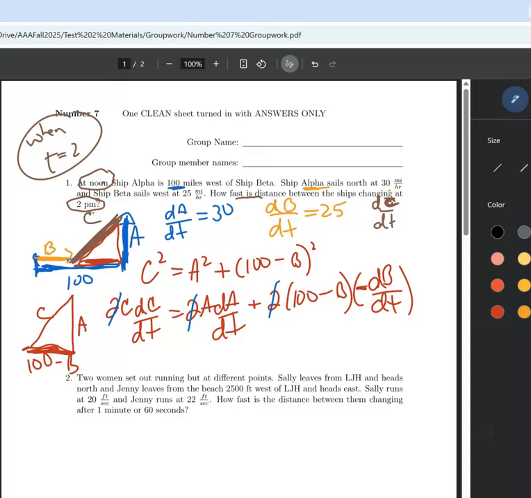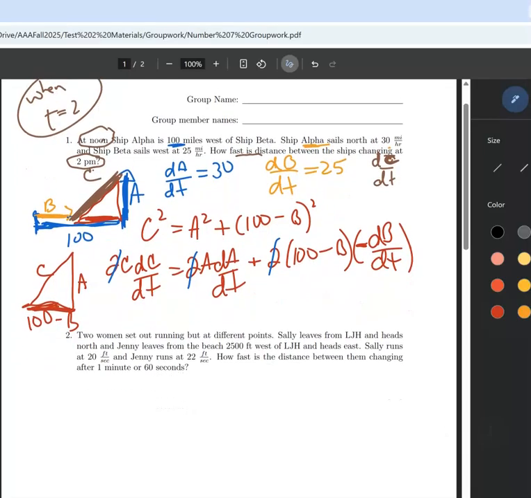Let's see what else we can do. We can plug in the rates, right? The dB/dt, that's 25, and I'll carry that negative beside it. The dA/dt is 30. Now how am I going to figure out what A and B are equal to? Here's where the time of 2 comes in.